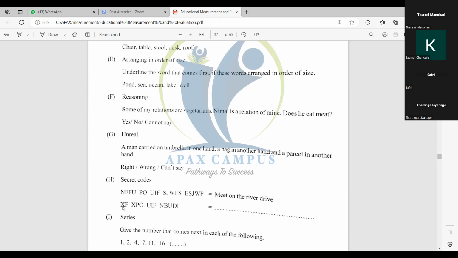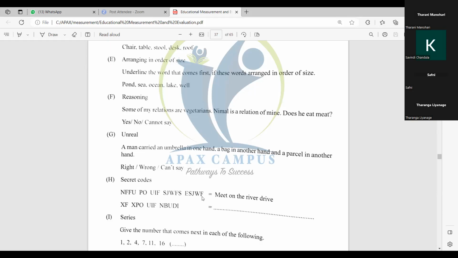X and F. So X stands for W, the letter before that. F stands for E, the letter before that. So it's V, right? You can find the rest of the message. Can somebody quickly find the message here?